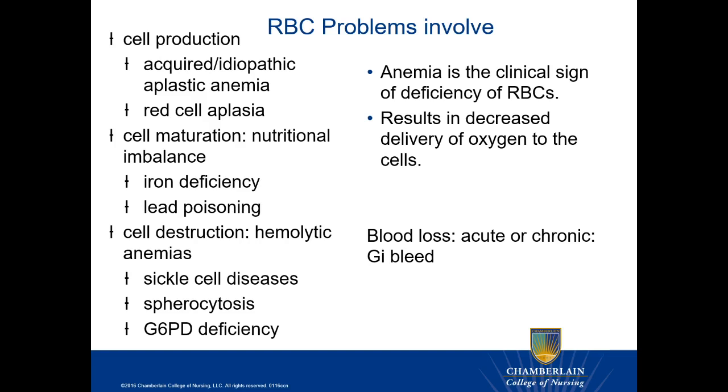And there can be red cell aplasias, which we will mostly not talk about today. Look at cell maturation, though. This is primarily related to nutrition, maybe an iron deficiency, maybe a toxicity such as lead poisoning. Anemia is the clinical sign of all of these deficiencies of red blood cells, and it results in decreased delivery of oxygen to the cells. The last one there is destruction of the red blood cell, and those are your hemolytic anemias. The one that we're primarily going to talk about today is sickle cell disease.